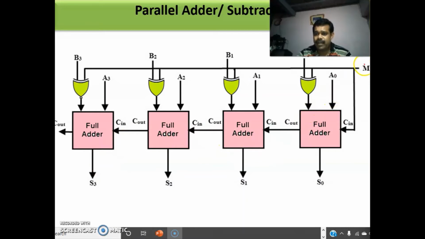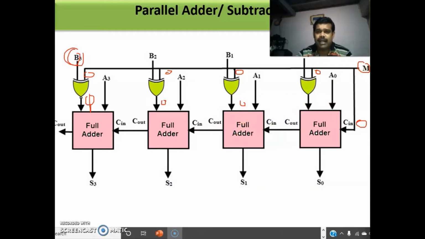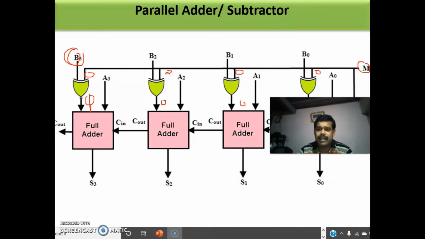So this is M. If M is 0, this carry will become 0. Similarly, one of the inputs of this XOR gate will be 0. So whatever you are giving in B, it will be coming here. In the case of 0, whatever you are giving here, it will be coming at this point. That is when M is equal to 0. So when M is equal to 0, the addition operation will take place. When M is equal to 1, we will take an example and I will explain clearly.